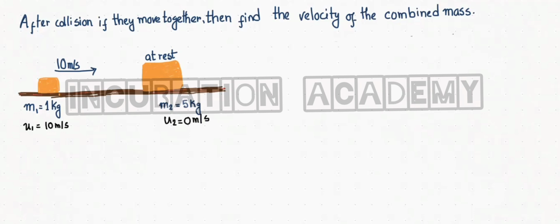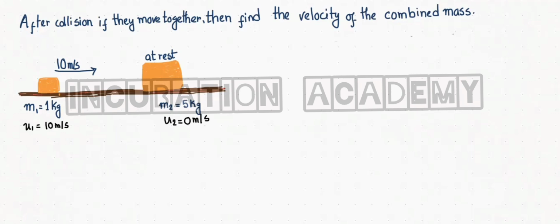But when the mass m1 hits the mass m2, both of them will move together. According to the question, after the collision, if they move together, we have to find the velocity of the combined mass.